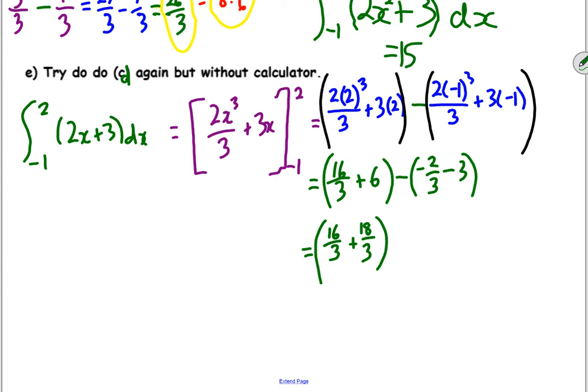Minus? Well, you're just doing it. And then that just becomes 9 over 3. Yeah, 9 over 3. What's 16 plus 18? 34. 34 over 3 minus. What's negative 2/3 minus 9/3? Negative 11. Which is plus 11/3. Yeah, which equals that.